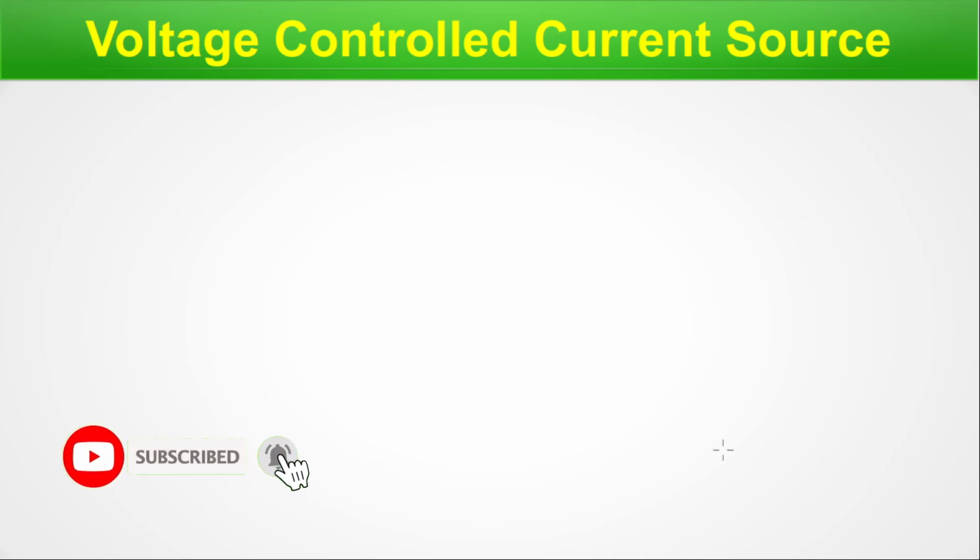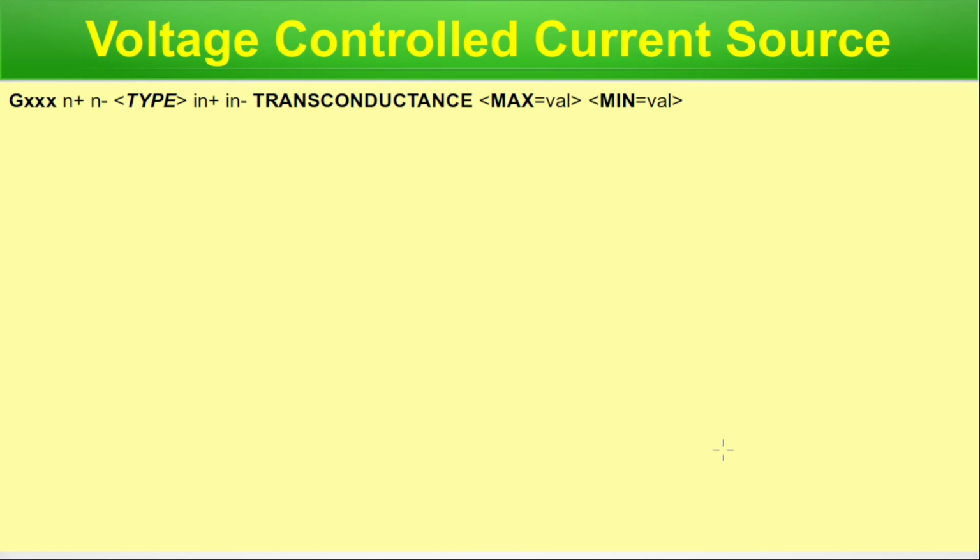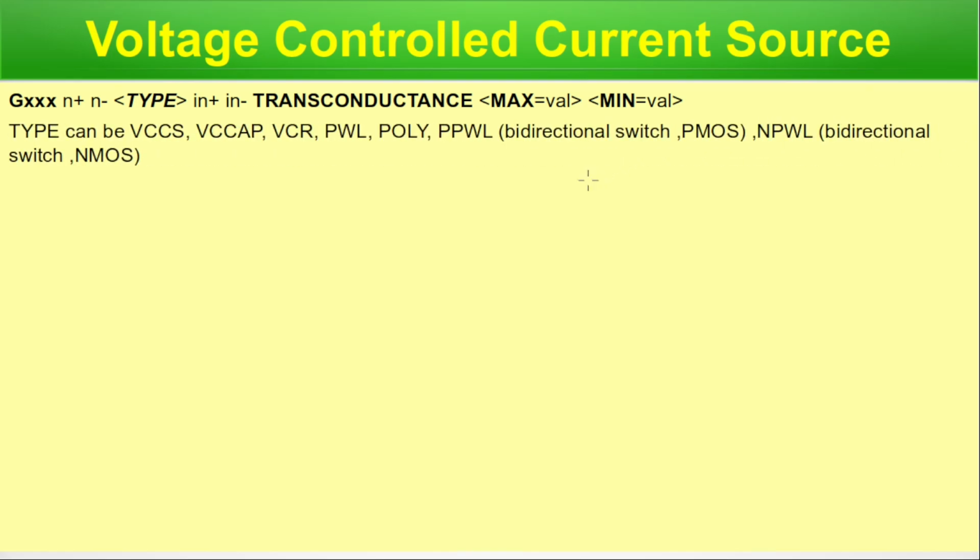Now we talk about voltage controlled current source. These are current sources and these are controlled by voltage. The syntax will be like this. Here we have G, then alphanumeric, then two nodes, then type, then again we have two nodes where the independent source is there, then we have the transconductance and max and mean value. Now let us go into detail. The type can be VCCS, VCC cap, and VCR, PWL, poly, PPWL, bidirectional switch of PMOS, and NPWL, bidirectional switch of NMOS.